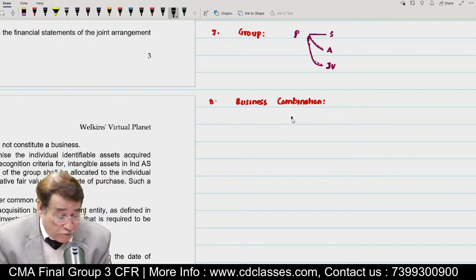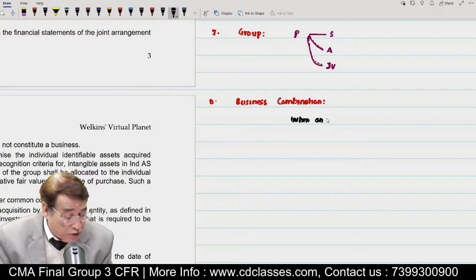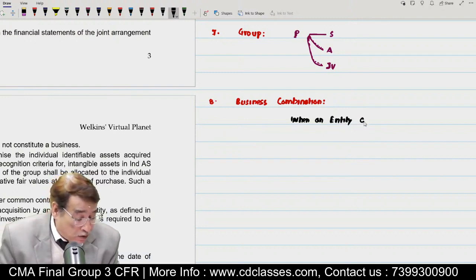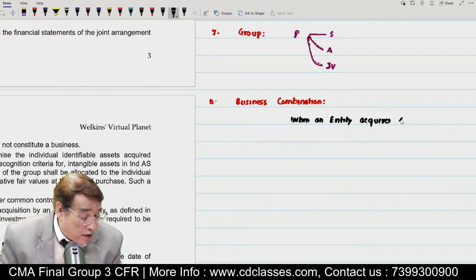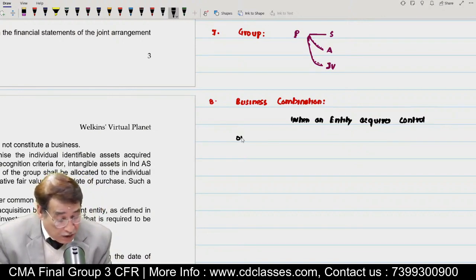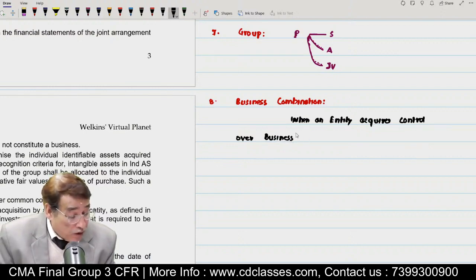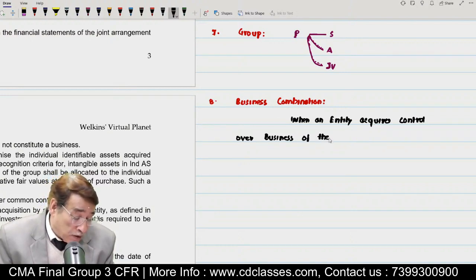So you simply write here, when an entity acquires control over the business of the other entity, then it is known as business combination. Clear?